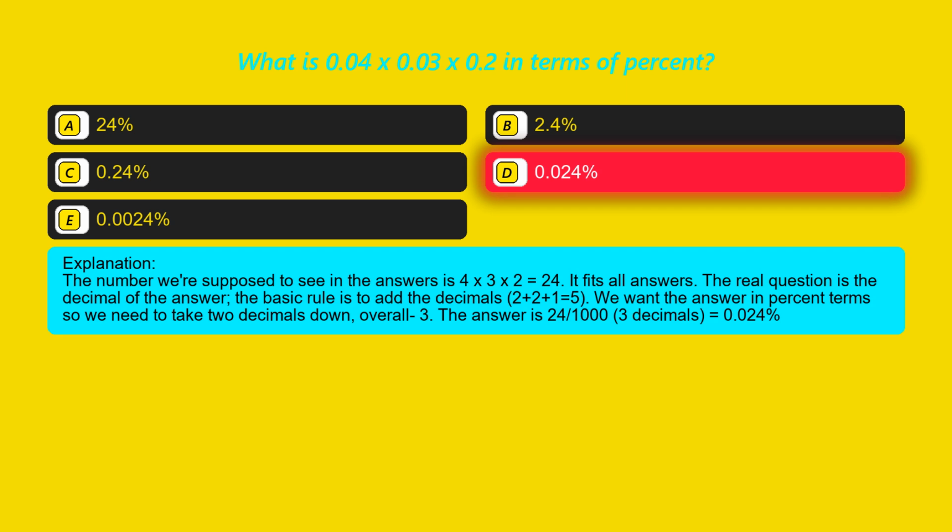The number we're supposed to see in the answers is 4 x 3 x 2 equals 24. It fits all answers. The real question is the decimal of the answer. The basic rule is to add the decimals: 2 plus 2 plus 1 equals 5. We want the answer in percent terms, so we need to take 2 decimals down, overall 3. The answer is 24/1000, 3 decimals, equals 0.024%.